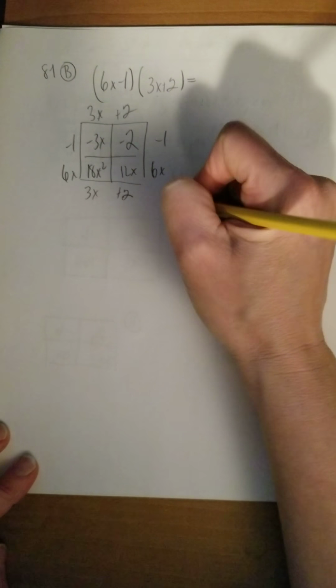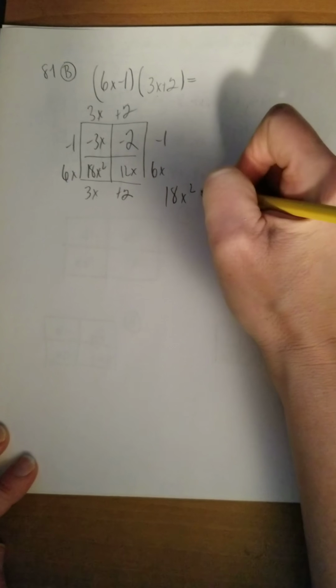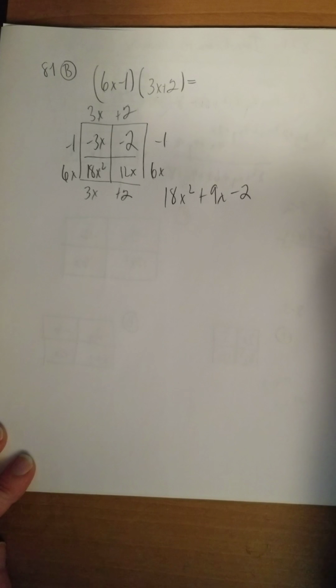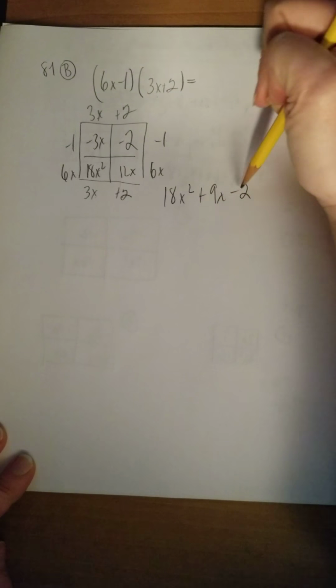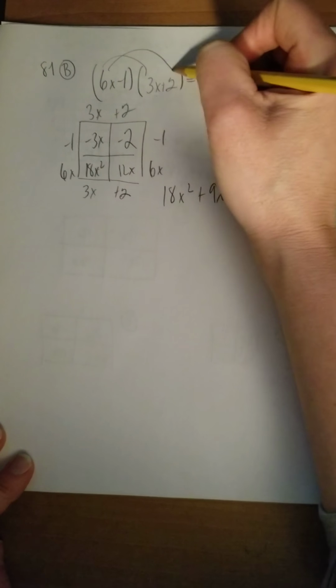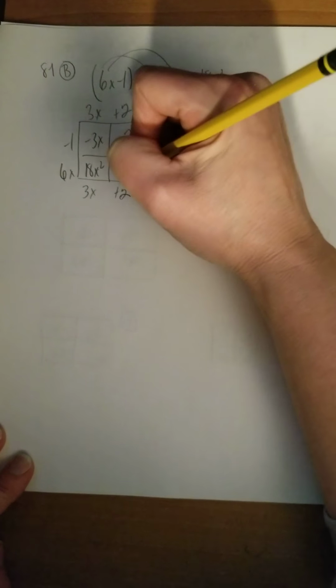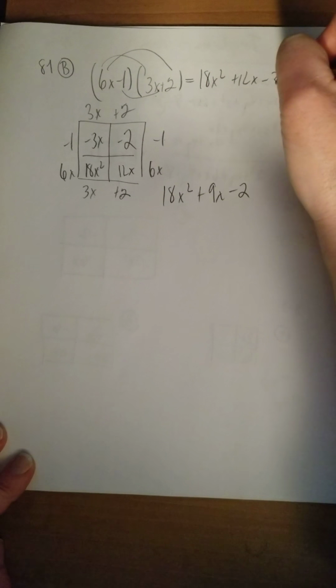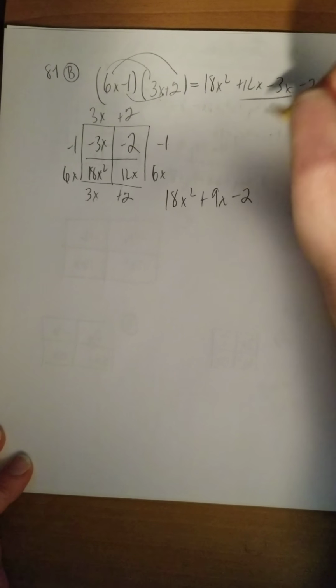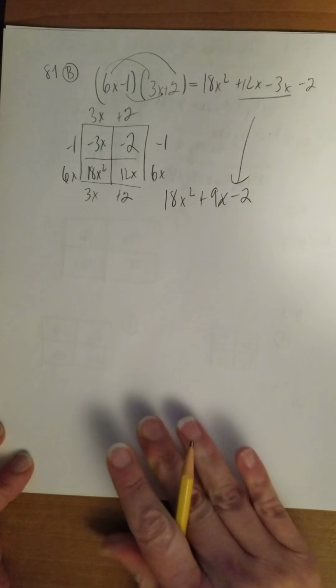I would have 18x squared. And then plus 9x, because 12x minus 3x is 9x, and that's minus 2, right? So then if I want to check this up here. 6x times 3 is 18x squared, which makes sense. That's here. 6x times 2, that's 12, which makes sense. That's there. Negative 1 times 3 is a negative 3x. Makes sense. That's here. Negative 1 times 2 is negative 2. And that combines to give me 9x. So that makes sense. All right.